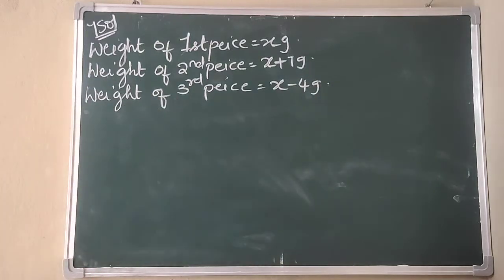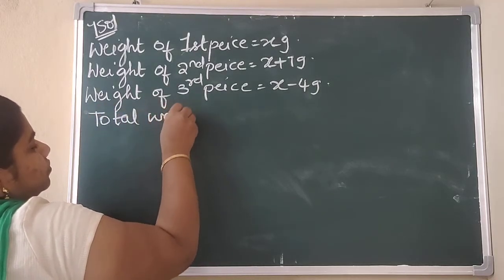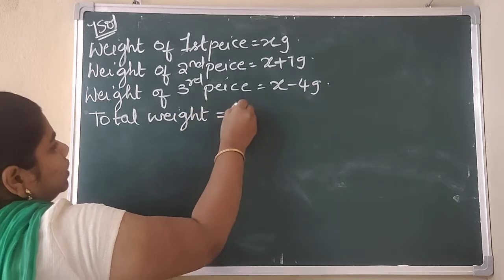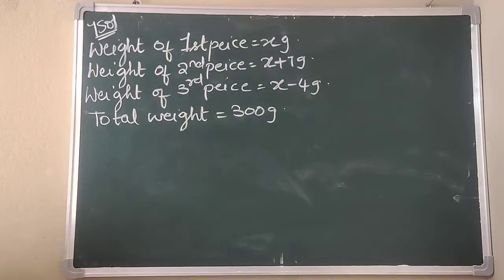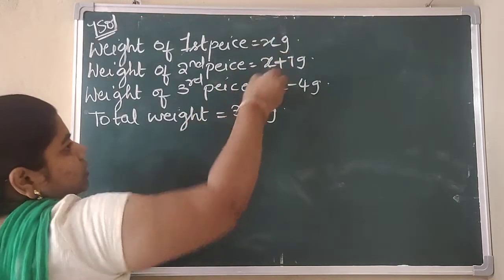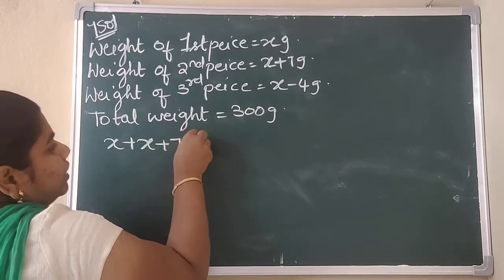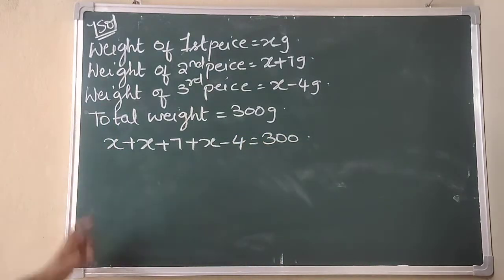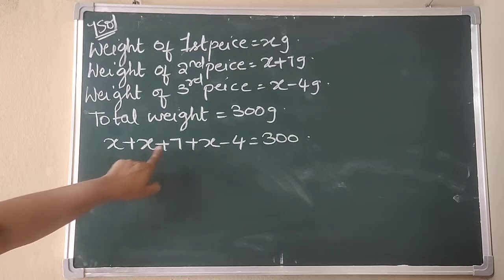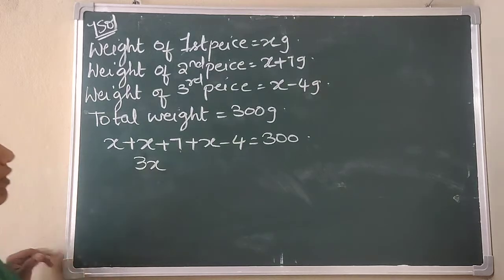So what is the total weight of the pizza? Total weight of the pizza is 300 grams. Now we have to find the weight of each piece. So add all this, that will be equal to 300. So x plus x plus 7 plus x minus 4 is equal to 300. So x plus x will be 2x, 2x plus x will be 3x. So 3x, 7 minus 4 will be 3.